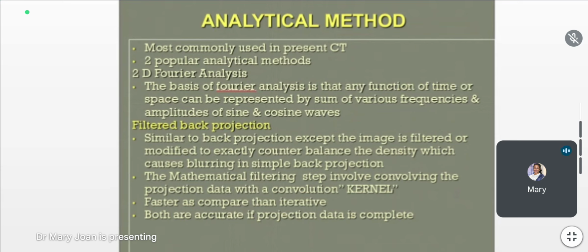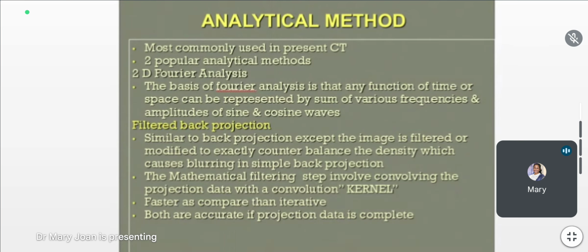Analytical methods are more commonly used nowadays, and the 2D Fourier analysis and filtered back projection analytical methods are the ones we use most commonly in CT scanners. The basis of Fourier analysis is that any function of time or space can be represented by a sum of various frequencies and amplitudes of sine and cosine waves.